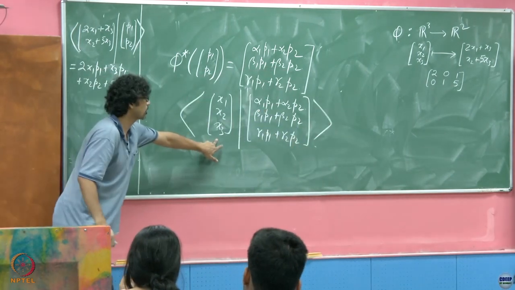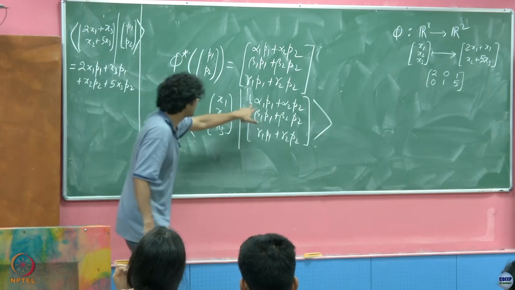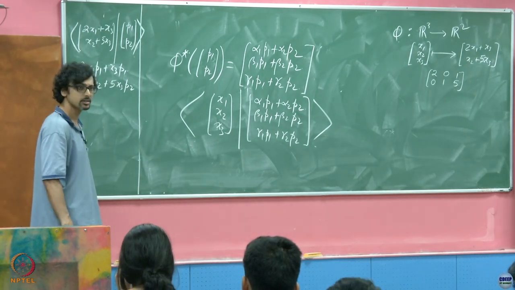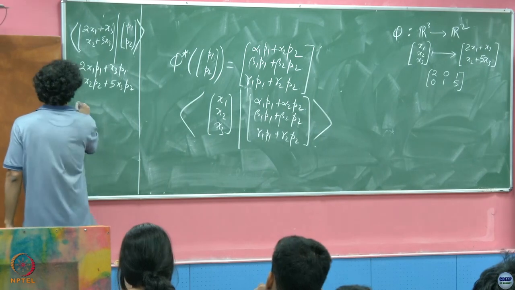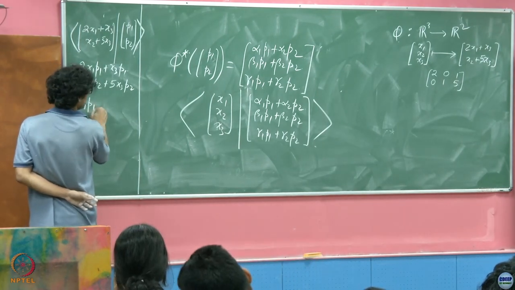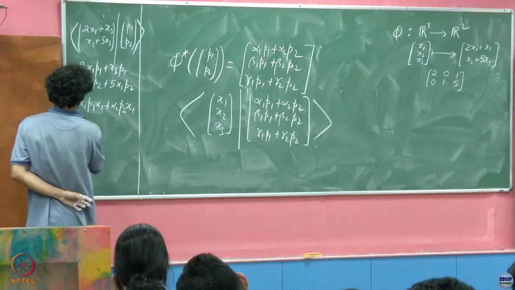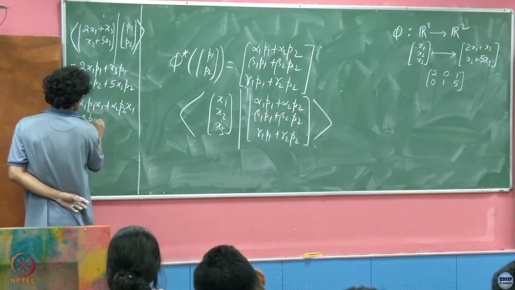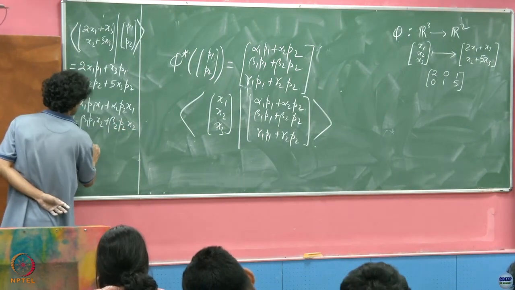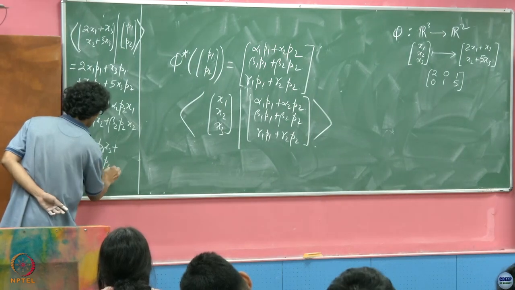So what I want is this inner product, now defined in R3, to be equal to this inner product, which was defined in R2. If I manage to do that and solve for alpha 1, alpha 2, beta 1, beta 2, gamma 1, gamma 2, I would have got the adjoint of phi. Is it not? That's the question before us, right? So what is this going to be equal to? Alpha 1 p1 x1 plus alpha 2 p2 x1 plus beta 1 p1 x2 plus beta 2 p2 x2 plus gamma 1 p1 x3 plus gamma 2 p2 x3.